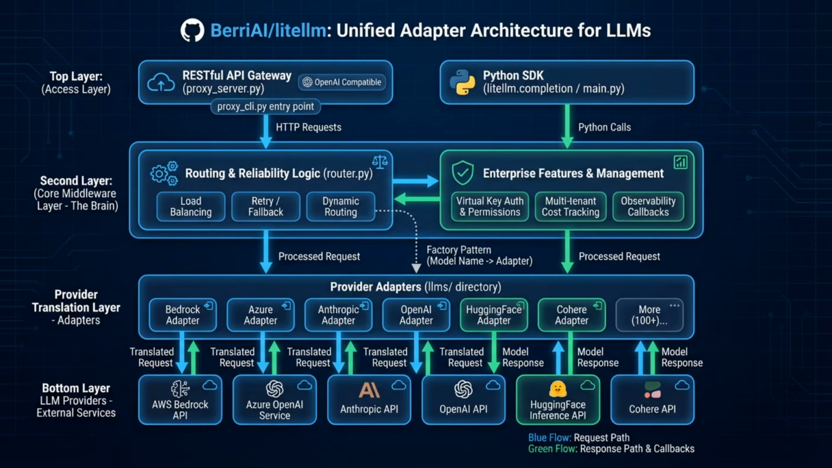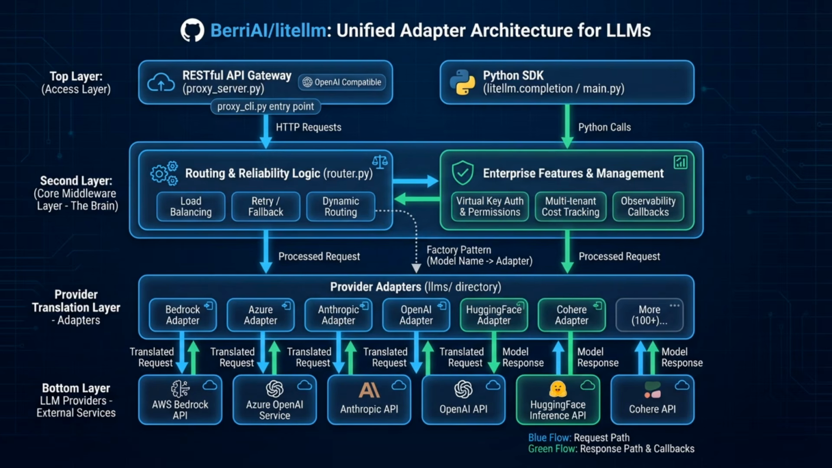So, what's the core problem litellm is solving? Anyone building a generative AI application today faces a chaotic landscape. Every model provider, whether it's AWS Bedrock, Cohere, or Azure, has its own unique API format, its own authentication, and its own way of handling errors. This means engineering teams are forced to write and maintain a tangled mess of provider-specific code for every single model they want to try.